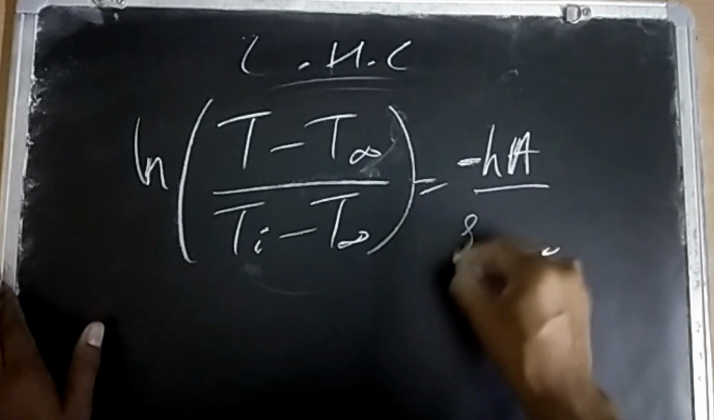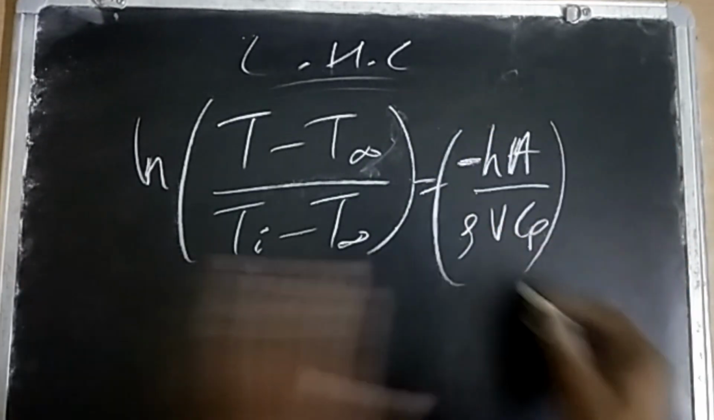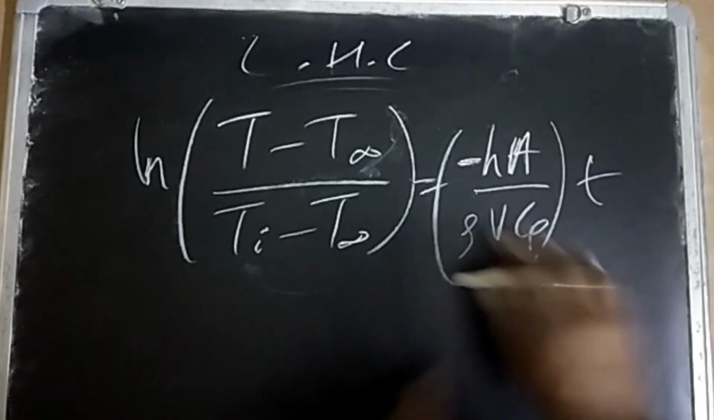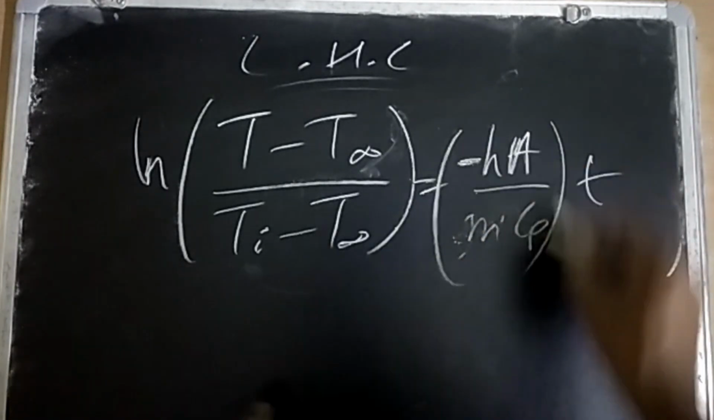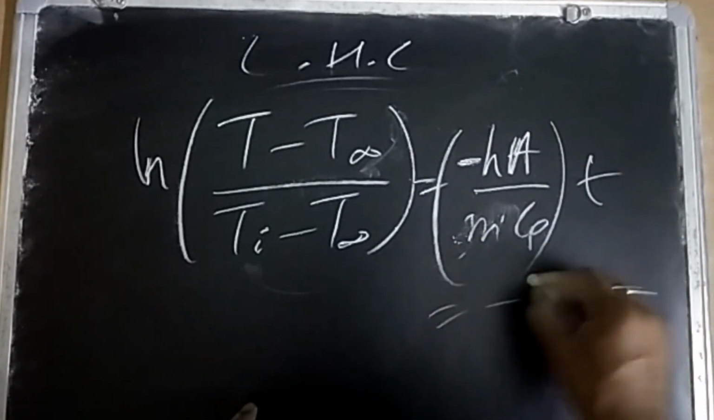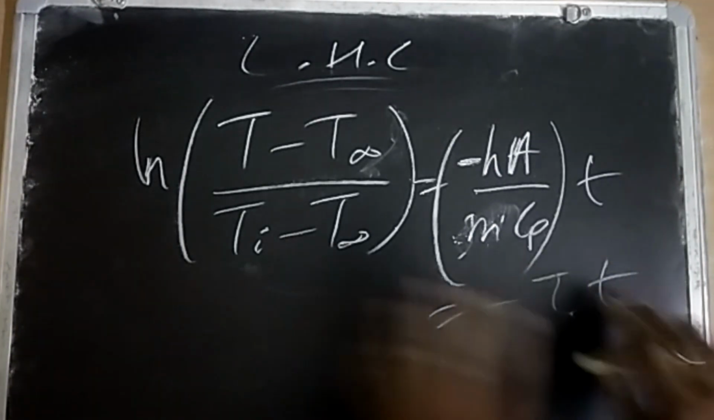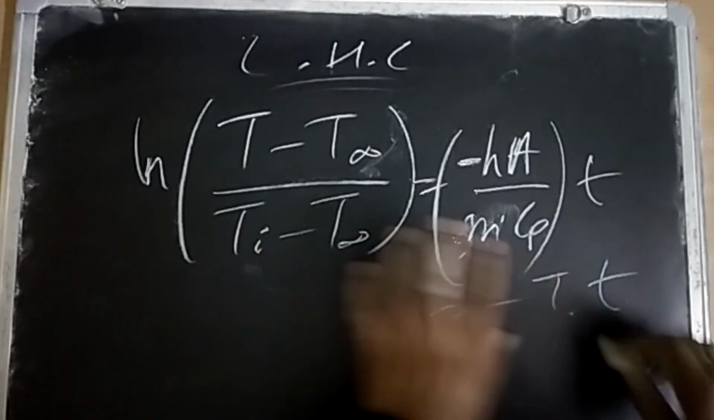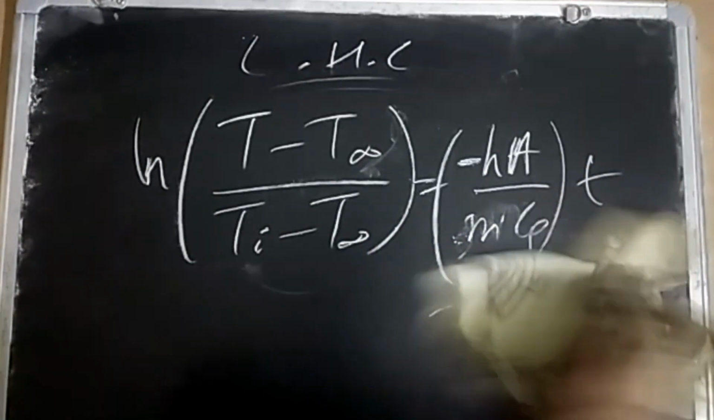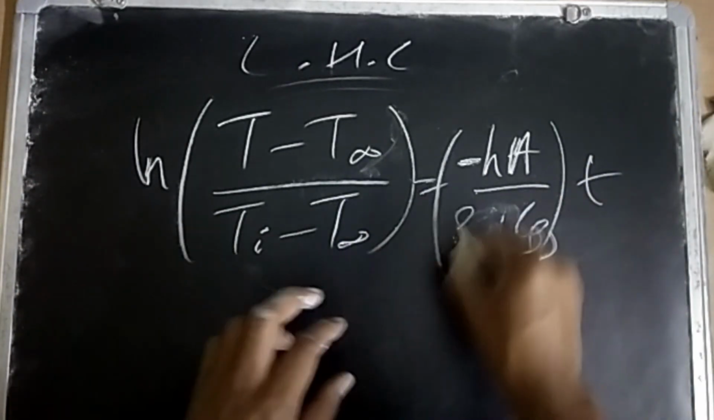by rho V Cp into t. So rho V is like m, so this is minus tau into t. Tau unit is 1 upon time, so into time, ln is dimensionless, unitless, so this will come unitless too. And instead of m, write rho V.